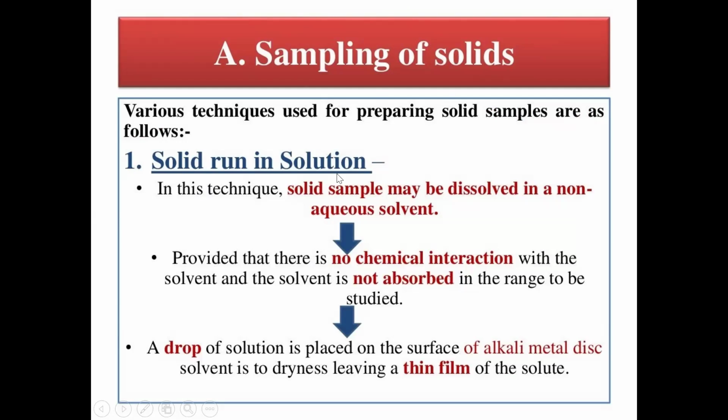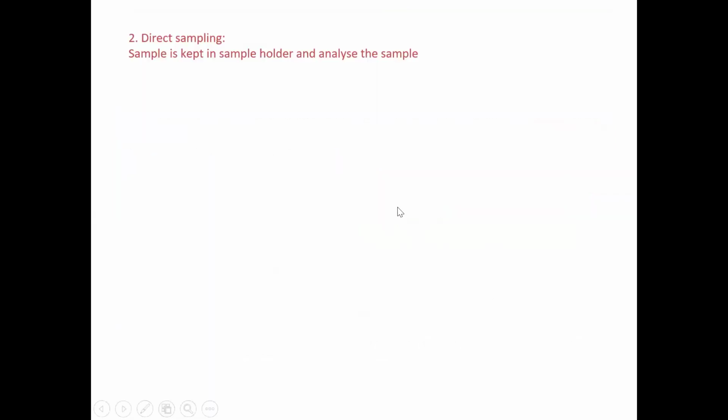First is solid run-in solution. ఈ మెథడ్ లో సాలిడ్ శాంపుల్ ని ఒక నాన్ ఆక్వస్ సాల్వెంట్ లో డిజాల్వ్ చేస్తారు. డిజాల్వ్ చేసినాక ఏ డ్రాప్ ఆఫ్ సొల్యూషన్ తీసుకొని ఆల్కలీ మెటల్ డిస్క్ సర్ఫేస్ మీద ప్లేస్ చేస్తారు. ప్లేస్ చేసినప్పుడు సాల్వెంట్ ఎవాపరేట్ అయిపోతుంది, లీవింగ్ థిన్ ఫిలిం ఆఫ్ ద సొల్యూట్. దిస్ ఇస్ సాలిడ్ రన్-ఇన్ సొల్యూషన్. ఫస్ట్ మెథడ్ ఆఫ్ శాంప్లింగ్ హ్యాండ్లింగ్ of solids. Second is direct sampling. Direct sampling lo sample is kept in sample holder and sample is analyzed.